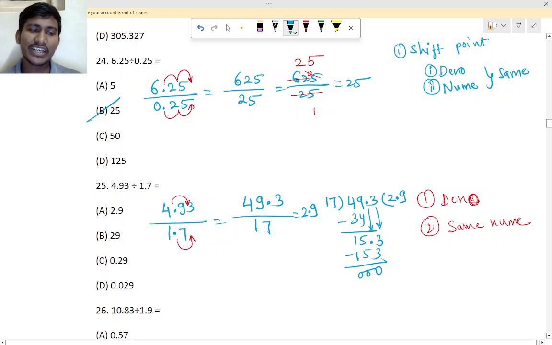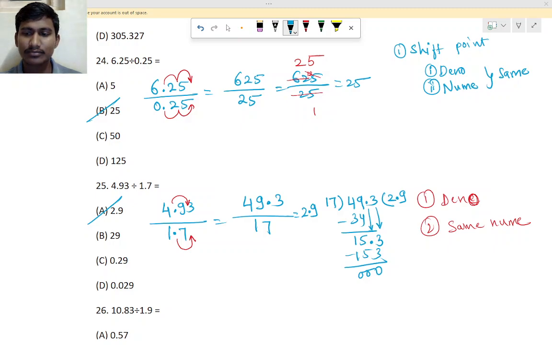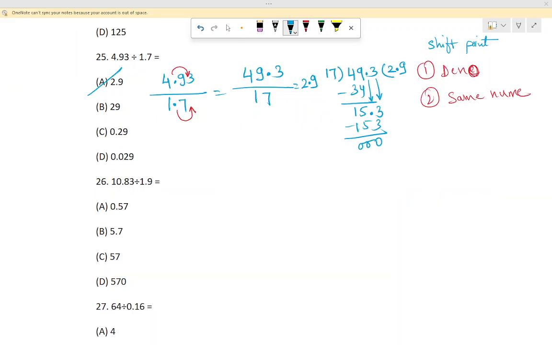2.9 means option A. Got it here? 26 is very easy. You have to do homework. Same question like this, 25 only, right? Yeah, sir. Same as 25. So you do it.